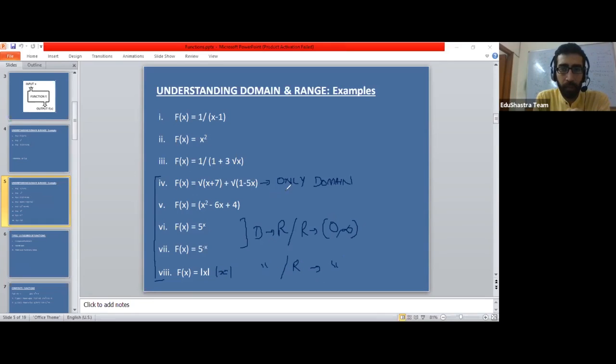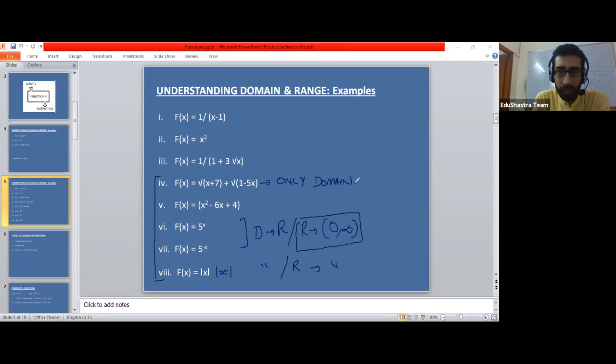For 4th, you only have to find the domain. And to find the domain, you have to ensure that the function is defined. The range is different for, no, it is not. It is 0 to infinity. Range for 6, 7, 8 is 0 to infinity. All three is this.